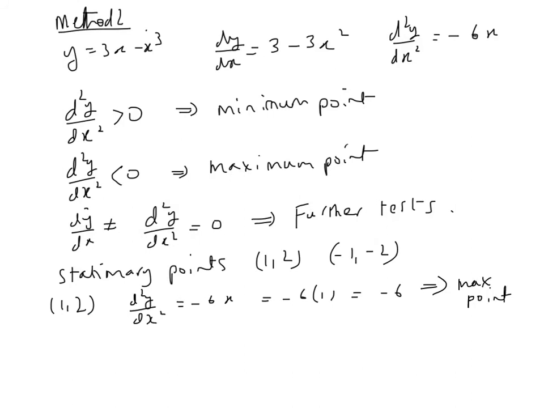Let's test -1, -2, and then this gives us d squared y over dx squared is -6 times -1, which is 6. Since this is greater than 0, we therefore have a minimum point.